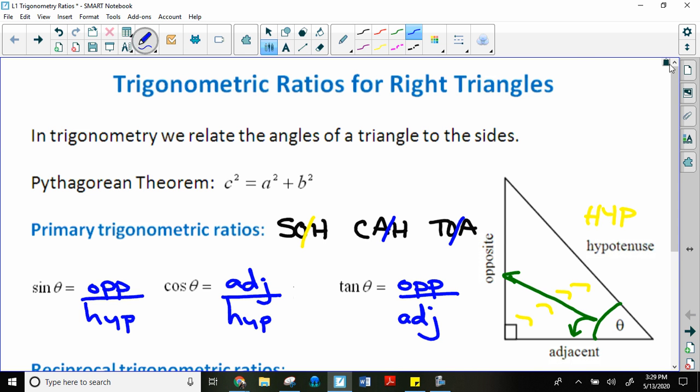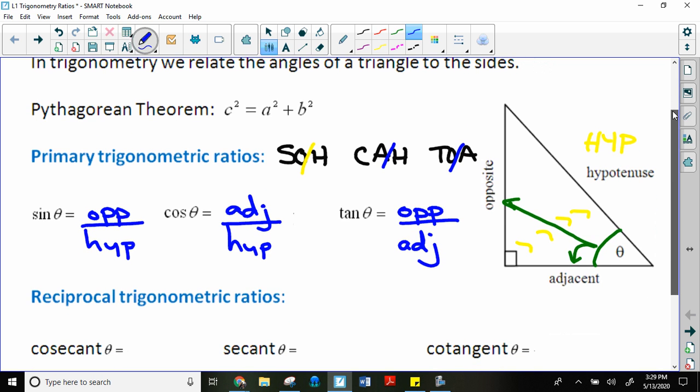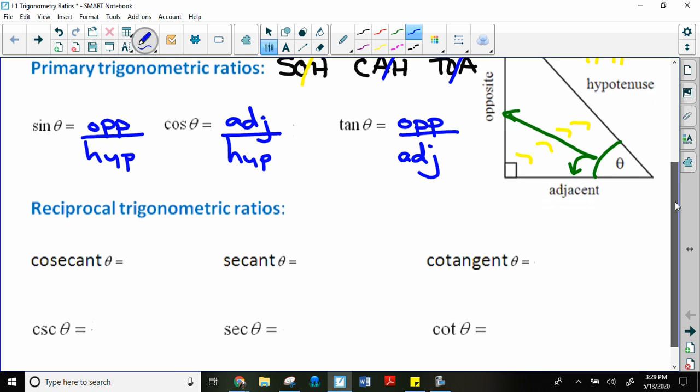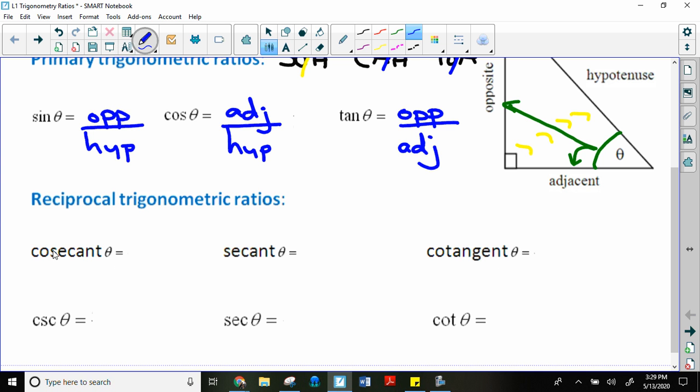Okay, now in grade 11, we're introducing something called reciprocals. These are called our primary. Grade 10 was primary. Grade 11, we're going to do some reciprocals. So the reciprocals of sine, cos, and tan are the opposites. And not opposites as far as plus or minus, but 1 over, it's like the inverse. You're taking the reciprocal, all right? So sine's reciprocal function is cosecant, okay?